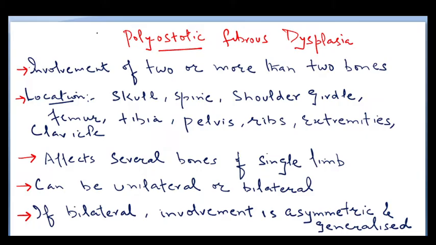Coming to polyostotic fibrous dysplasia. Polyostotic fibrous dysplasia involves more than one bone. The common locations are the skull, spine, or shoulder girdle. It can involve long bones also, and even ribs are affected. It can affect several bones of a single limb. These can be unilateral or bilateral. If polyostotic fibrous dysplasia is bilateral, there is asymmetry and weakness of bones.